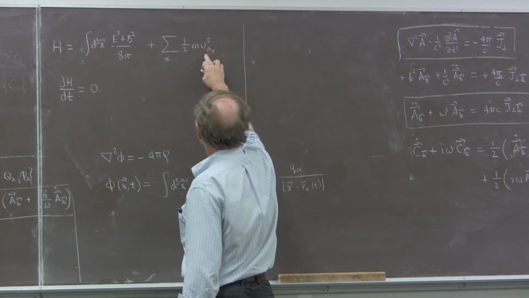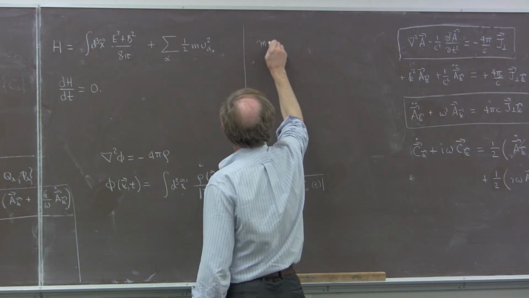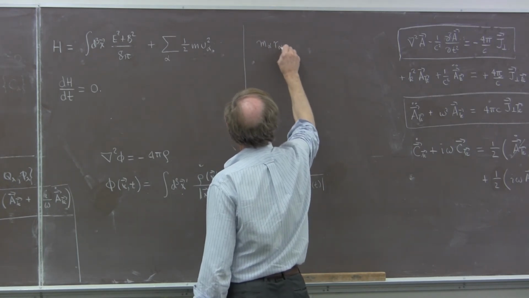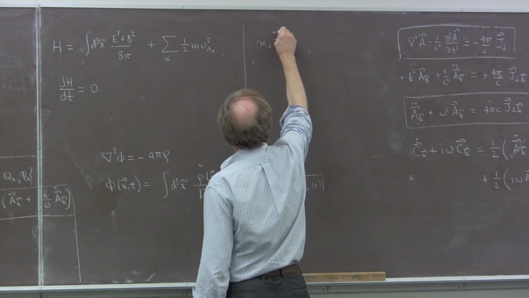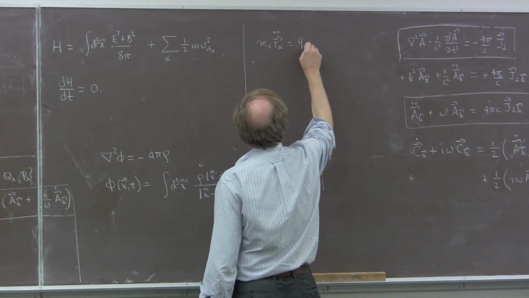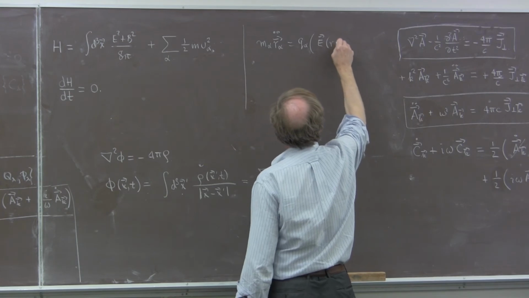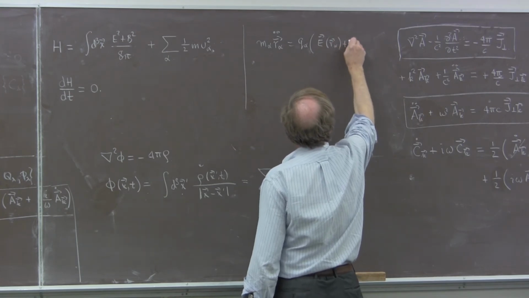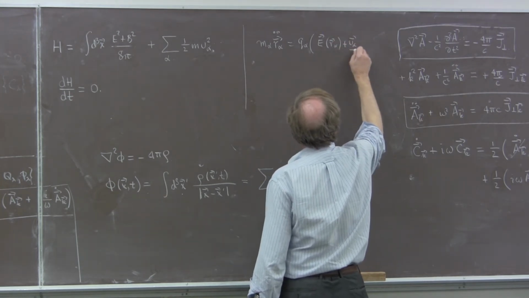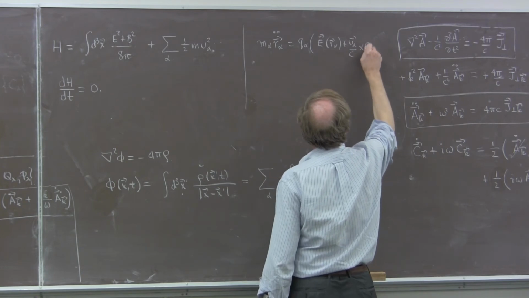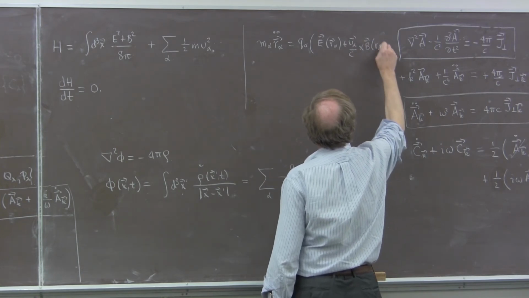And what about the acceleration of the particles? Well, that should be the mass times the acceleration, this is using non-relativistic mechanics, is equal to the charge q alpha times the electric field evaluated at r alpha, plus the velocity v alpha over c crossed into the magnetic field evaluated at r alpha.